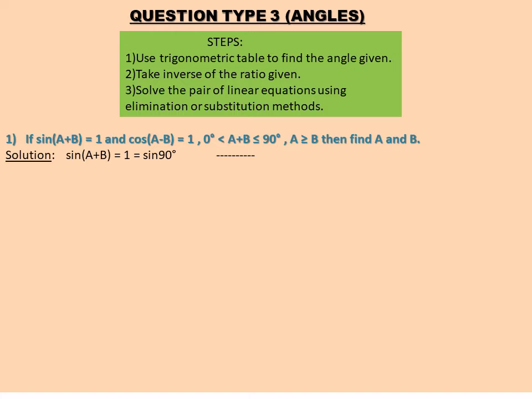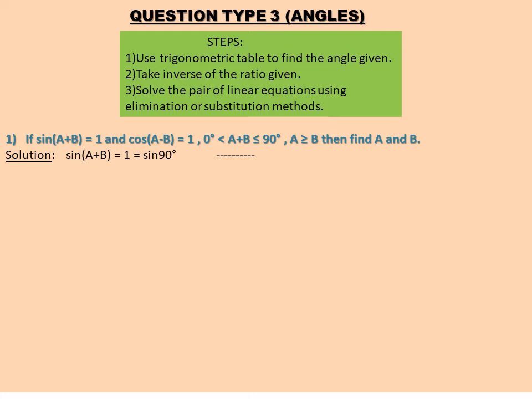If we are given that sine of a plus b is equal to 1, then you have to remember the trigonometric table which I have already discussed in my last videos. I have given you the link below. You can see that, and you have to see at what angle sine becomes 1, right? Sine becomes 1 at sine of 90 degrees, right? So that means sine of a plus b can be written as sine of 90 degrees.